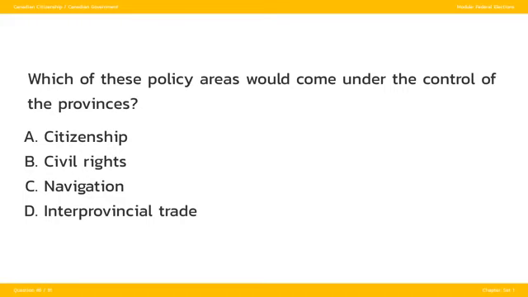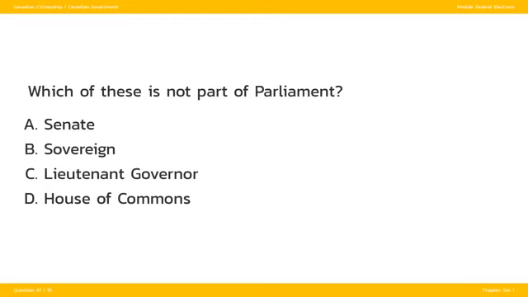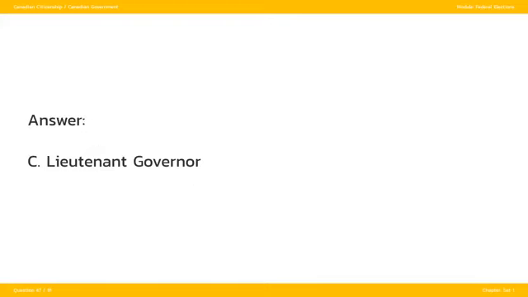Which of these policy areas would come under the control of the provinces? A. Citizenship. B. Civil rights. C. Navigation. D. Interprovincial trade. The answer is B. Civil rights. Which of these is not part of Parliament? A. Senate. B. Sovereign. C. Lieutenant Governor. D. House of Commons. The answer is C. Lieutenant Governor.